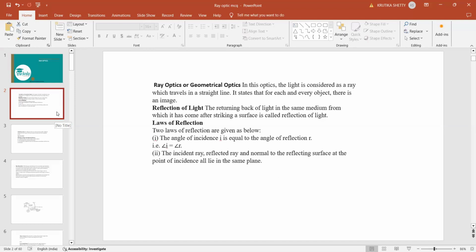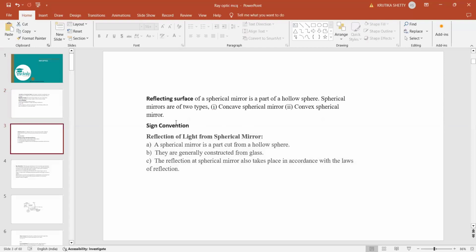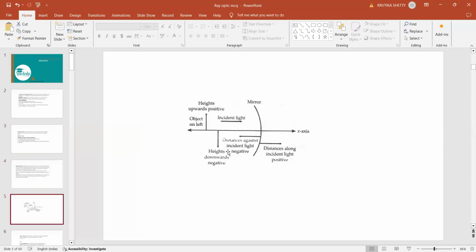Then next, the second law, what does it state? At the point of incidence, the incident ray, the normal drawn and the reflected ray all lie on the same plane. That is the second law. Then after reflection of light, we have discussed some of the sign conventions. So for the sign convention, here we have one figure to remember.